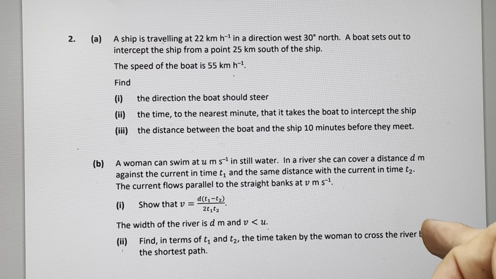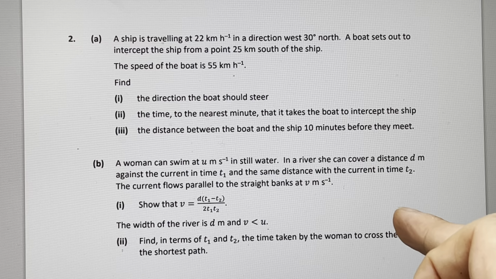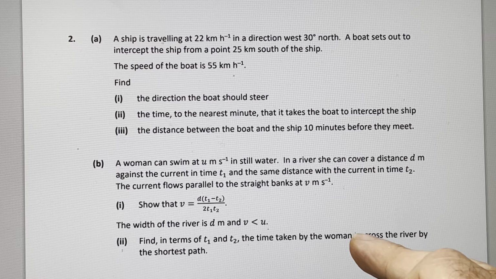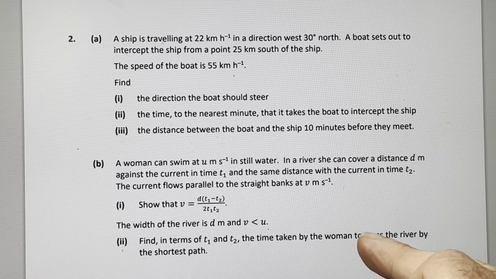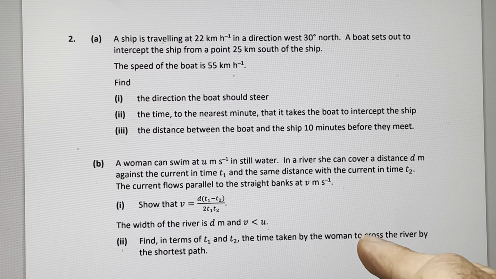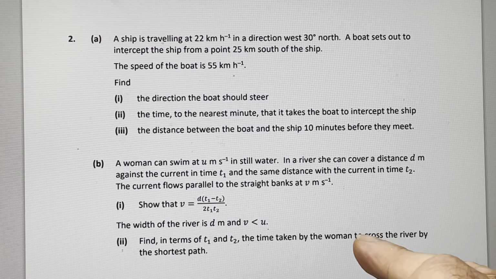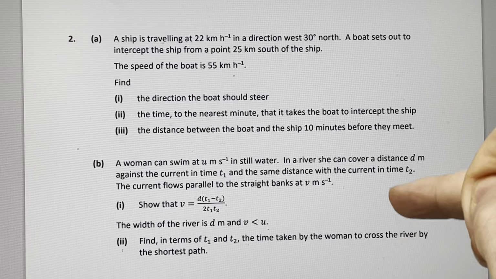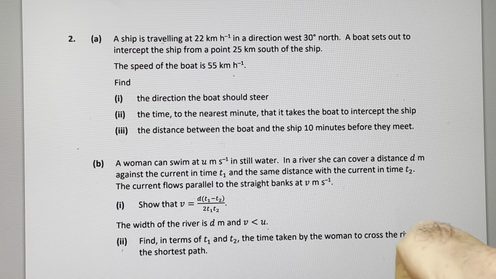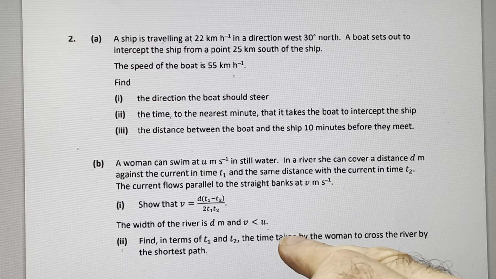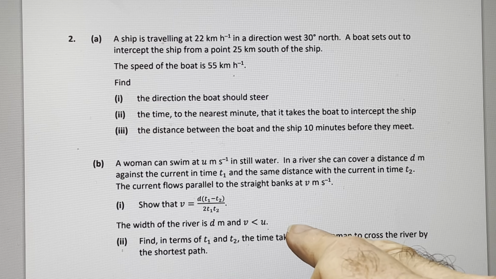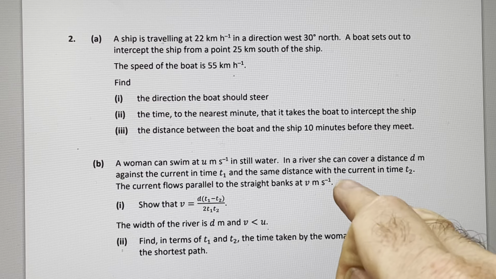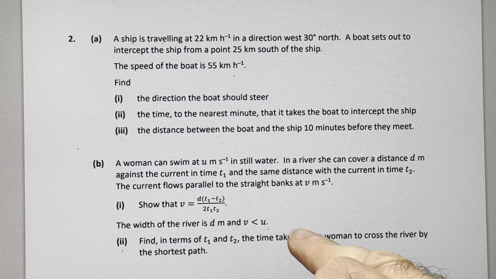Okay, right. The current flows parallel to the banks. Prove that V, the speed of the river, is equal to D times (T1 minus T2) over 2 T1 T2. So T1 is going to be the larger one. So the difference between the times over the product of the times, halved. That's an interesting one. It's the first time I've seen a general one for the river crossing. So V is less than U, so they're telling you that the river is slower than the woman, which is unusual. Normally it's the other way around. So the woman could go straight across, in other words.